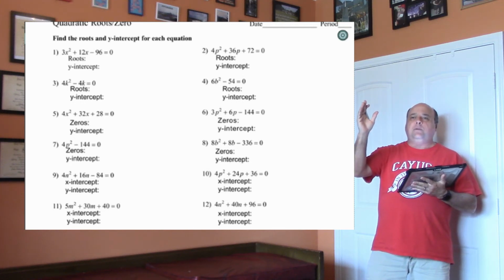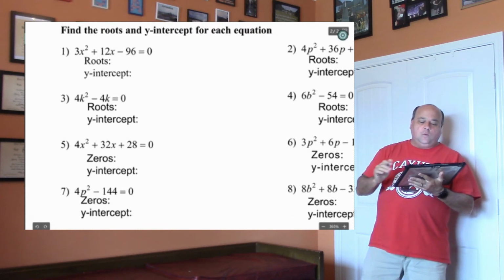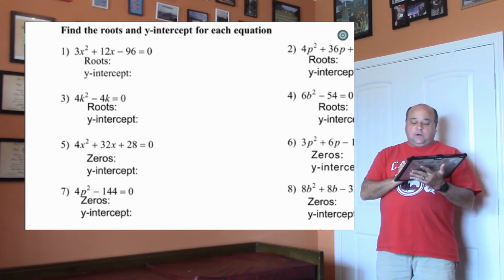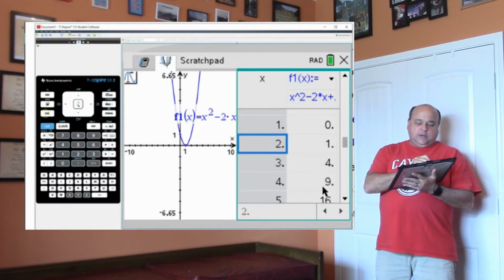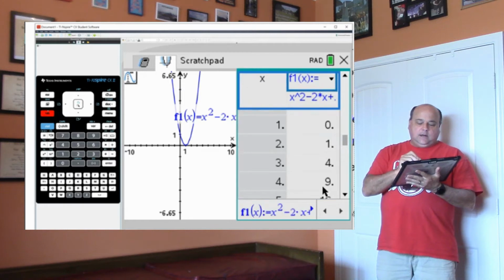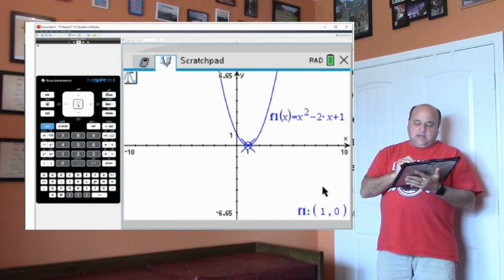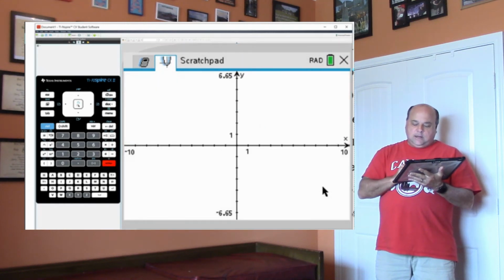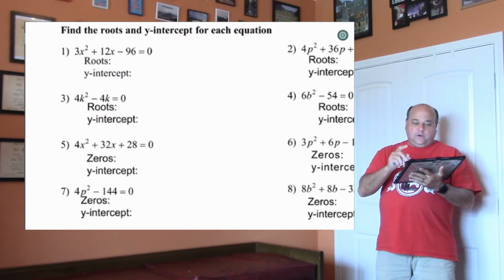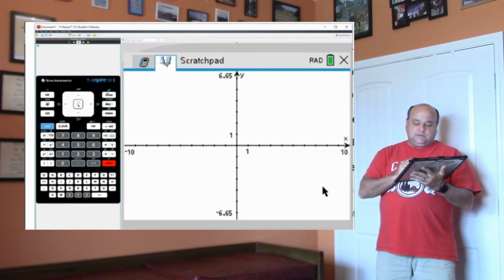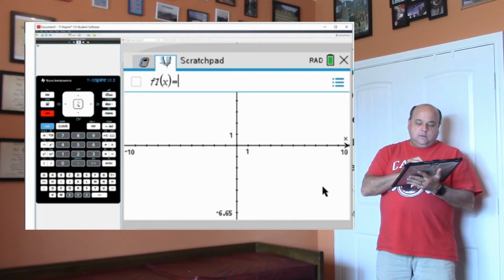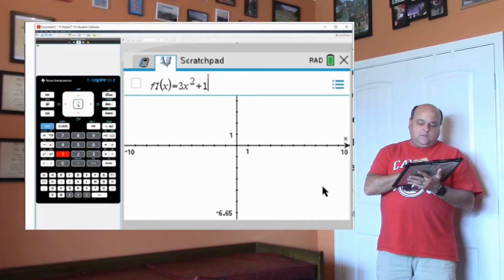I'm only going to do a couple of these, okay? So let's go to number 1. 3x squared plus 12x minus 96. So hit tab. I didn't want to do that. Hit Control-T. Get rid of the table. There we go. Delete, delete, delete. Hit enter. Now then I'm going to graph 3x squared plus 12x minus 96. So tab, 3x squared plus 12x minus 96.